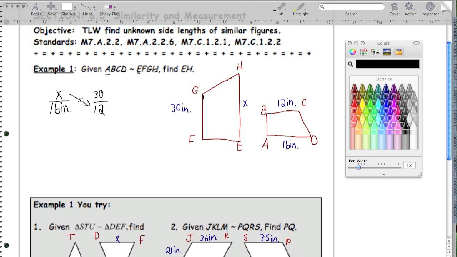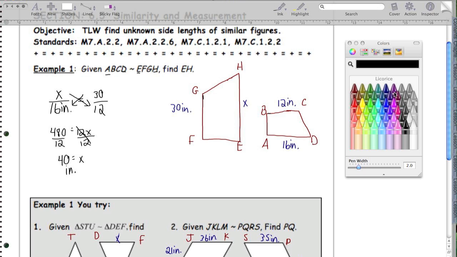Alright, let's cross multiply. We can start solving. 30 times 16 is 480. 12 times x is 12x. Now I'm going to get x by itself. These are being multiplied, so I'm going to divide by 12. When I divide 480 by 12, 48 divided by 12 is 4, and I have that extra 0. So my answer is x equals 40, and because we're talking about units, again, I have to label it inches.